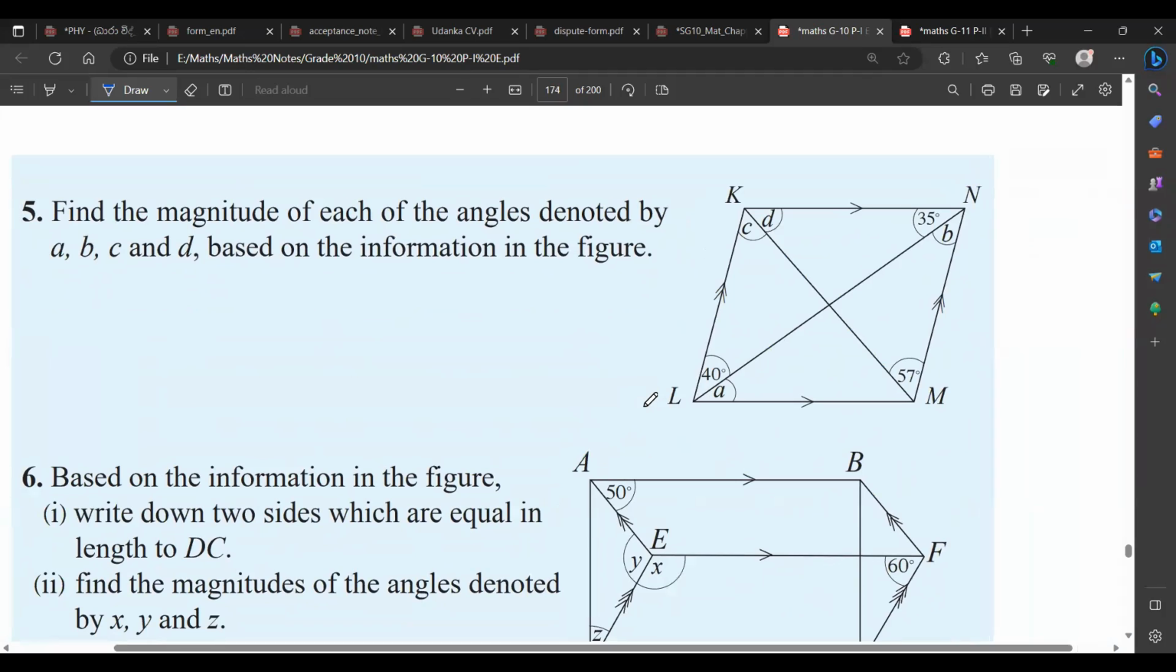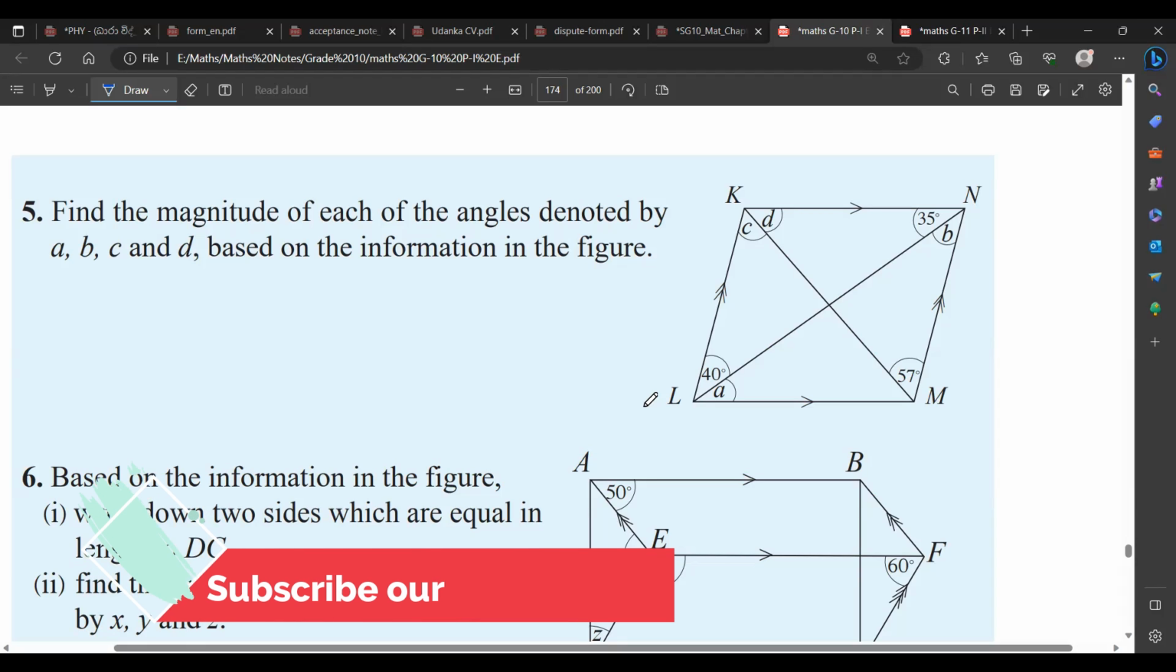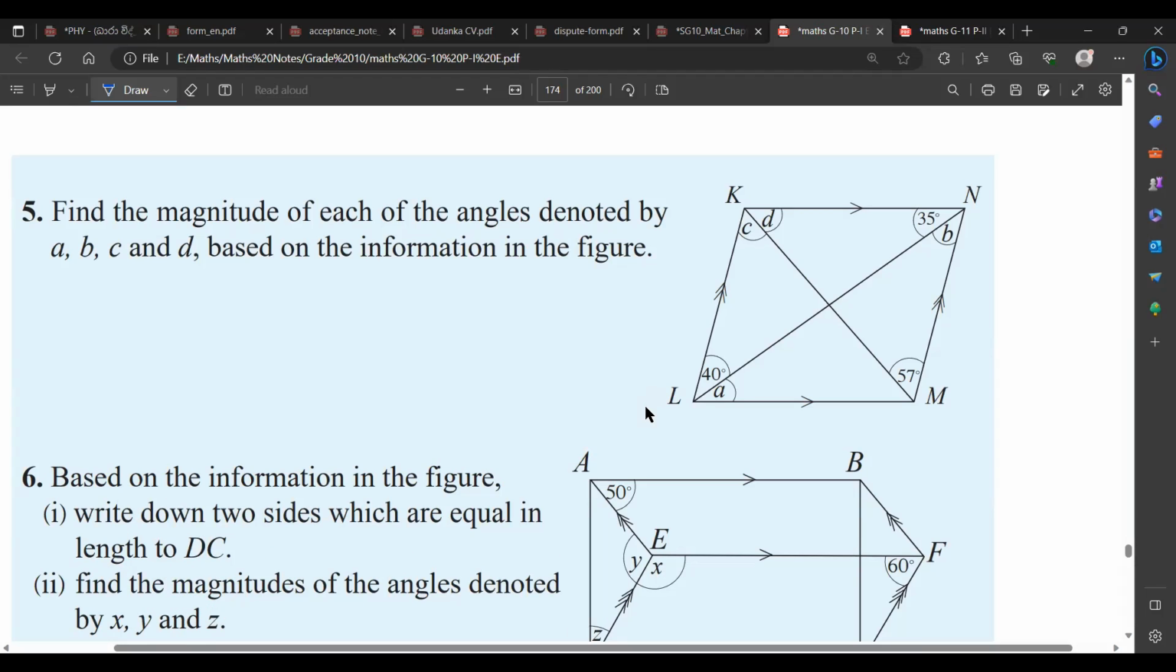They ask you to find the magnitude of each of the angles denoted by A, B, C, and D based on the information in the figure. They are asking about A, B, C, and D. So here, tell me A, B, C, D. They are asking about these angles.